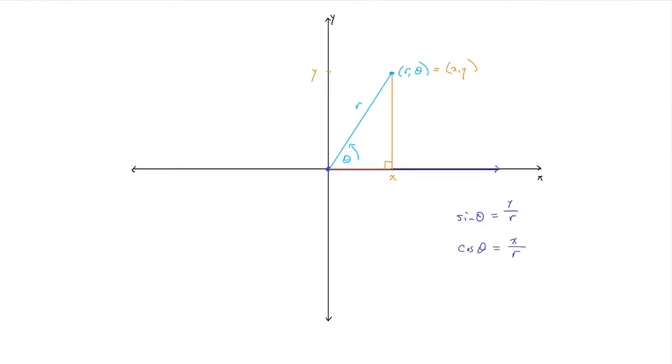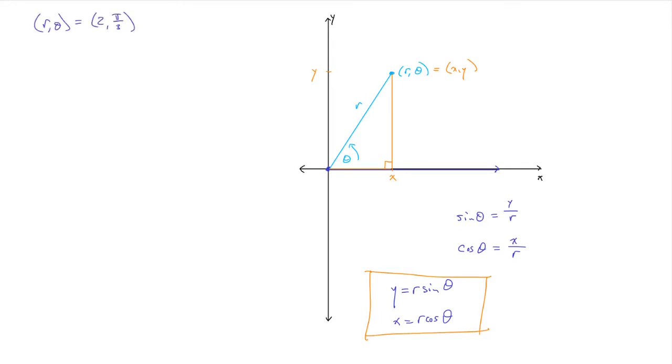And similarly, the cosine of theta is the adjacent divided by the hypotenuse, and the length of the adjacent side is x, and the length of the hypotenuse is still r, and so the cosine of theta is x over r. Solving these two equations for x and y, we get that y is equal to r times the sine of theta, and x is equal to r times the cosine of theta, and these two equations tell us how to convert from polar coordinates to Cartesian coordinates.